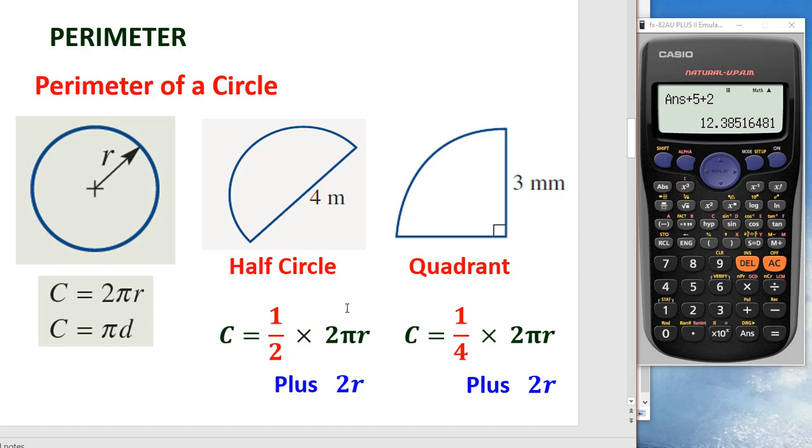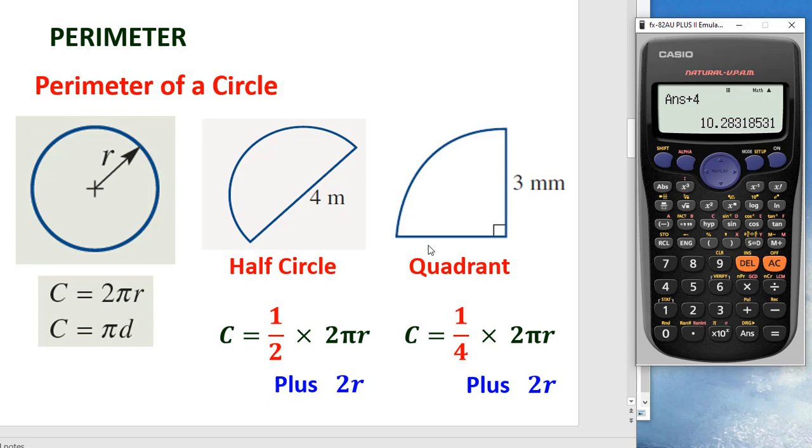So if you're going to do the curved bit here, it would be a half. I'm going to do it the long way. Half times 2 times pi. Now remember, pi, you can get with shift on this button down the bottom middle, and then times the radius. Now the radius of this circle would be 2 because the diameter is 4. So the curved bit here would have a length of 6.238, and then to finish off that perimeter, we're going to add the 4 to that. So that half circle would have a perimeter of, let's say, 10.3.